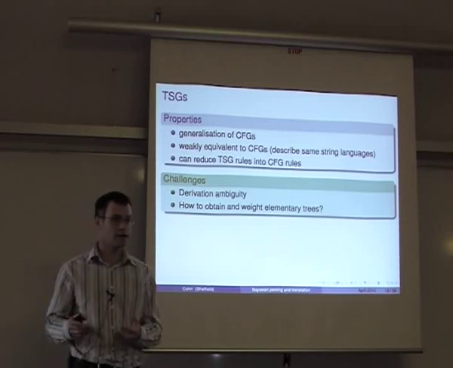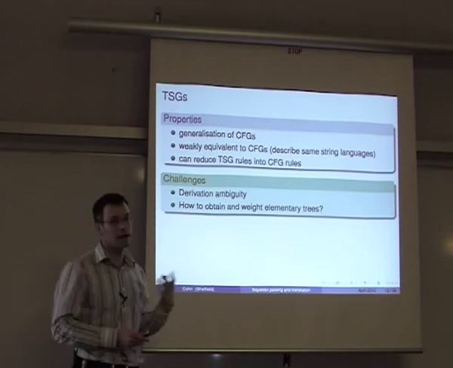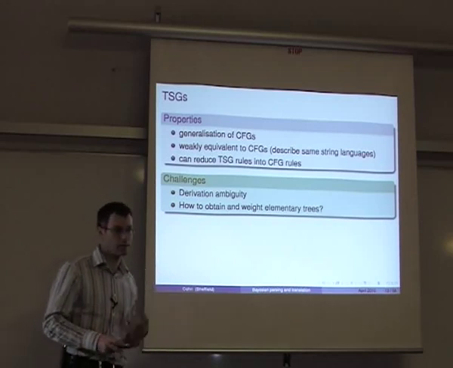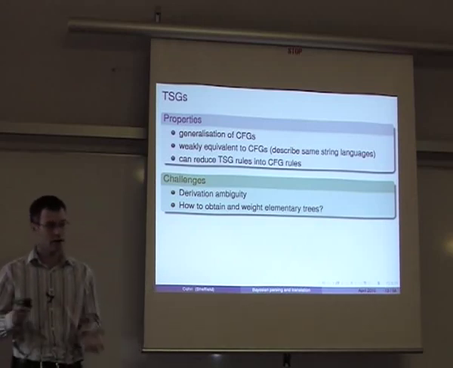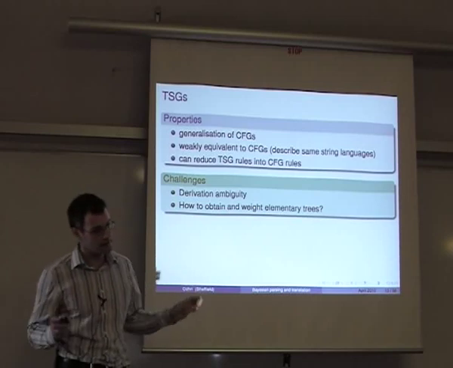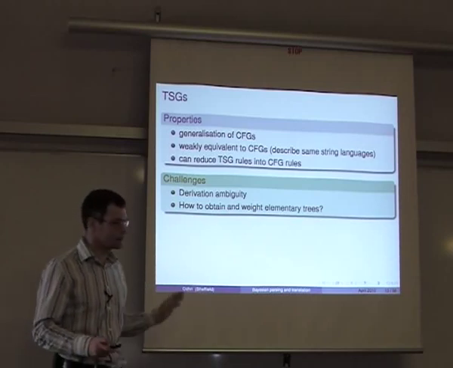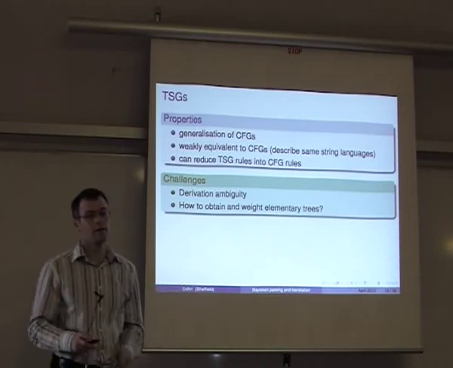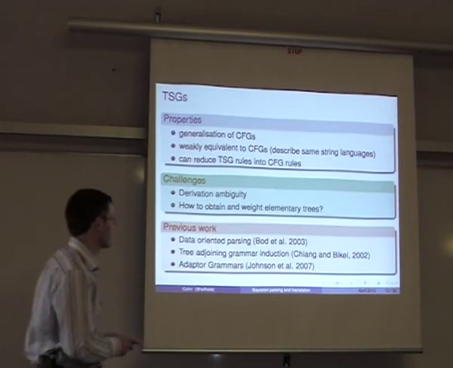So how do we obtain these trees? How do we define our grammar? And how do we weight them? It's not completely obvious. Whereas with CFGs, all the maths works out very nicely and they're very simple to estimate. In the case here, the maths isn't quite so nice. And that's what I'm going to be talking about.